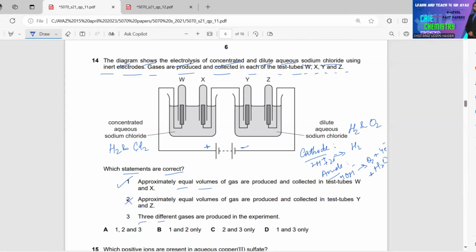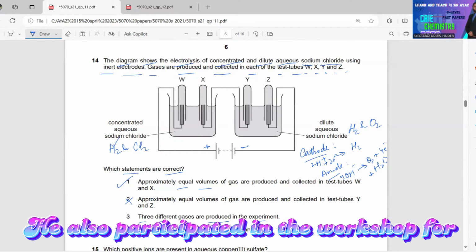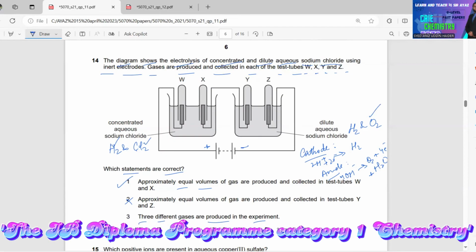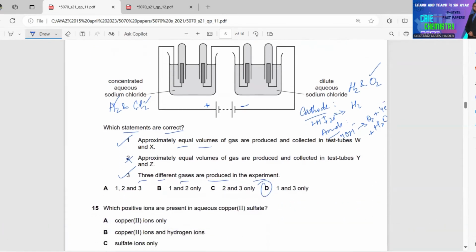What about number 3? 3 different gases are produced in the experiment. Let's count the gases. We have hydrogen gas, chlorine gas, and oxygen gas. Yes, this is also correct because we have 3 different gases produced in this experiment. So 1 and 3 is correct. So D must be the right answer for number 14.